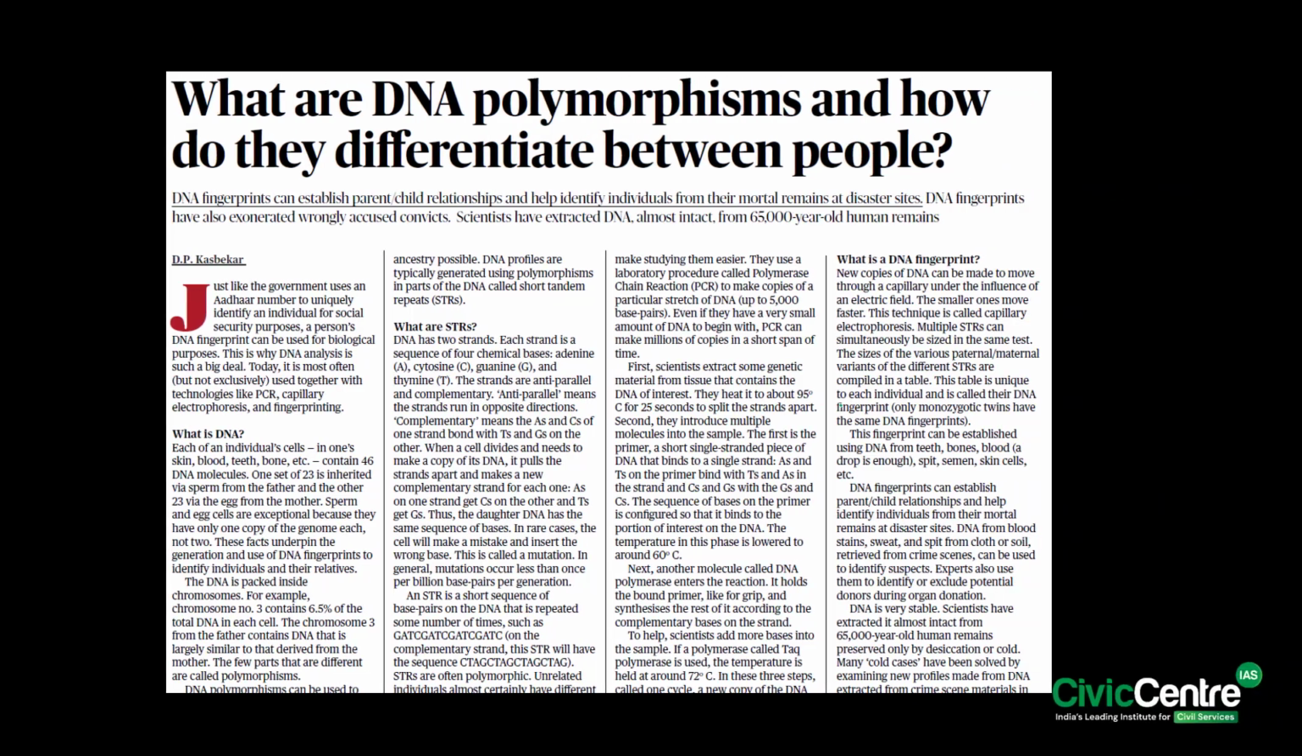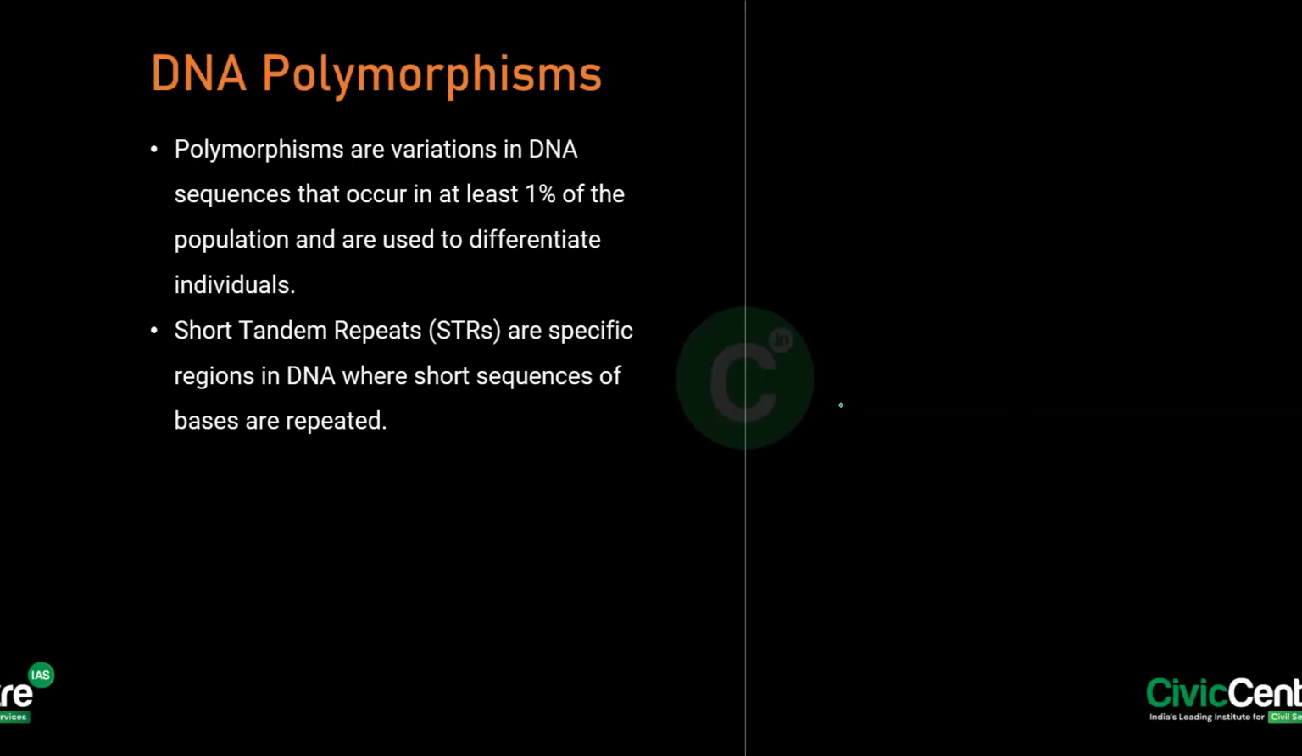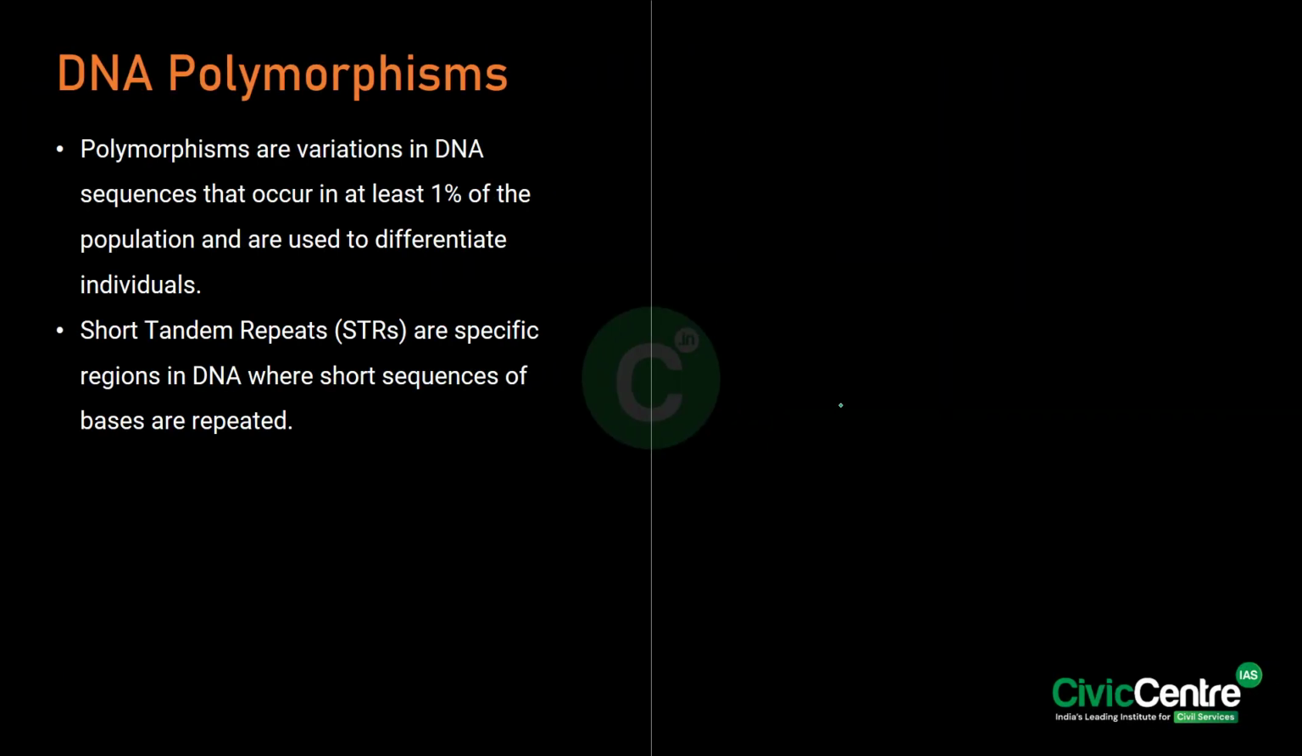Now, moving on to talk about the next article, it talks about the concept of DNA polymorphisms. So, what is DNA exactly? See, deoxyribonucleic acid is a molecule that carries genetic information in the cells of all living organisms. So, talking about DNA polymorphisms.